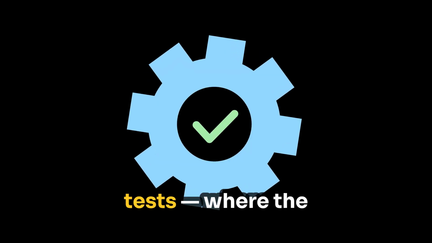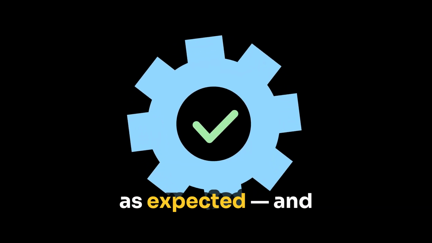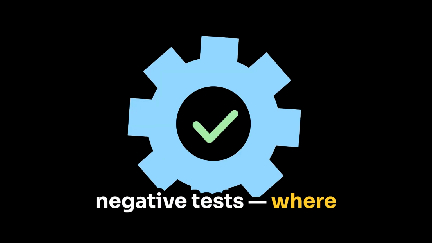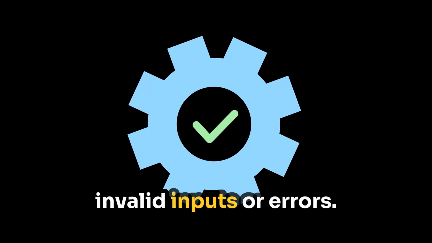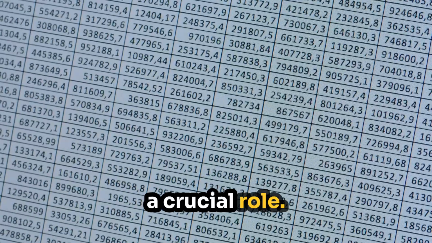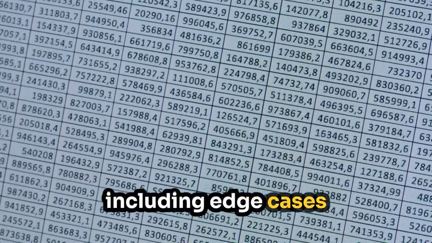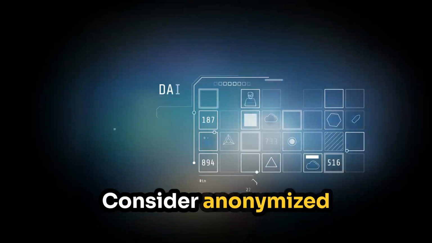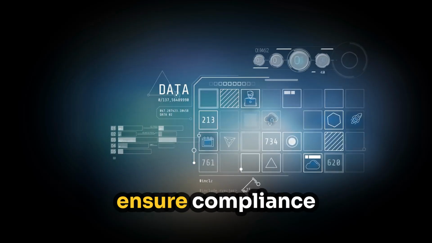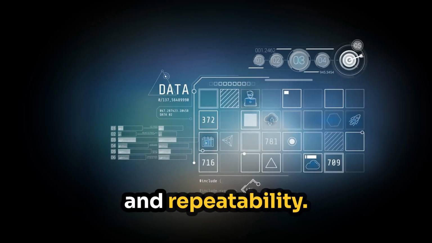Include both positive tests, where the system behaves as expected, and negative tests, where it gracefully handles invalid inputs or errors. Test data plays a crucial role. Design your test data to reflect all scenarios, including edge cases and exceptions. Consider anonymized or synthetic data to ensure compliance and repeatability.